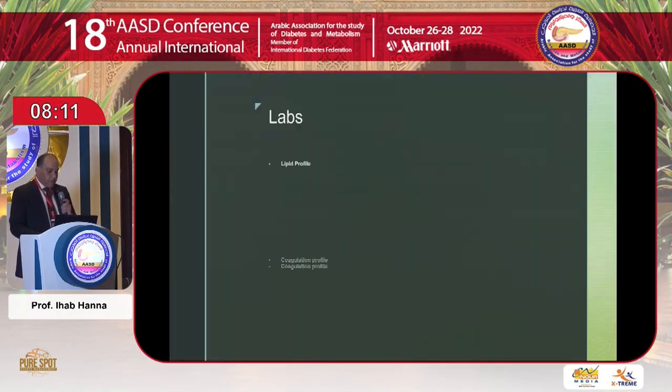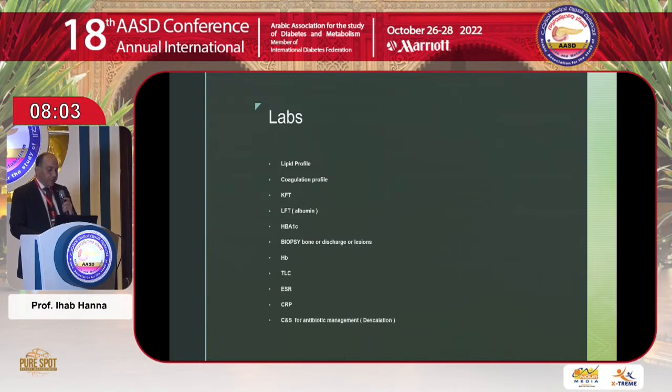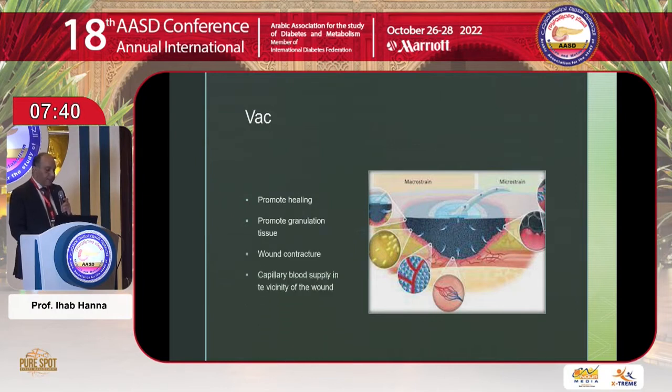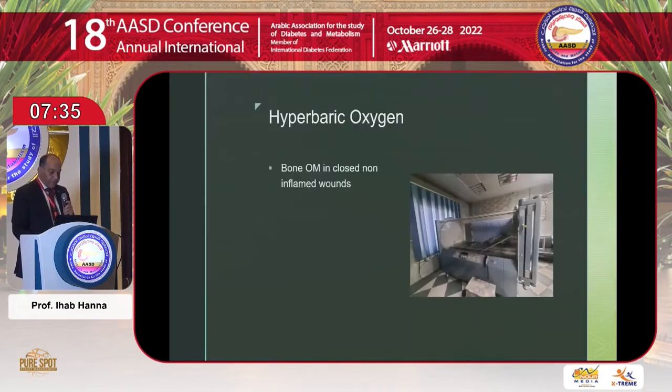Then the labs. We all know the importance of the labs, and you are my professors to decide, but in our lab we have to entail and incorporate all these laboratory findings. Then comes the role of a very professional vacuum applicator. The vac therapy is of paramount importance to heal wounds, promote granulation tissue, and reduce the size of the wound. The vacuum should be enrolled to promote healing, to promote granulation tissue and wound contracture, as well as increasing the capillary blood supply at the vicinity of the wound or the ulcer itself.